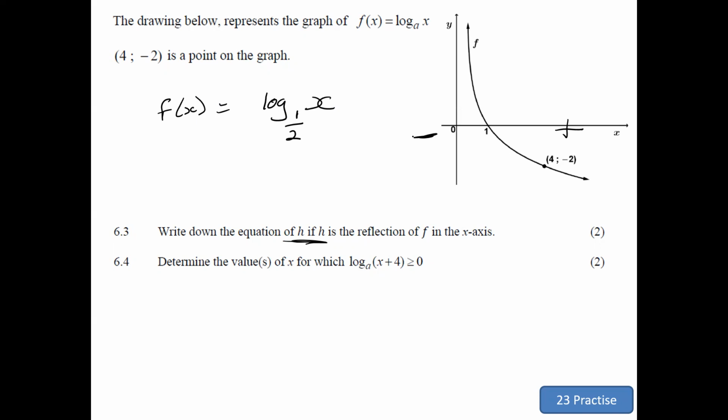So if we're reflecting on the x-axis, we're placing our mirror on the x-axis, and on your y-axis, there's your plus, and there's your minus. So if you're reflecting on the x-axis, it means y is going to change its sign. Okay? So anyone got an answer for me?